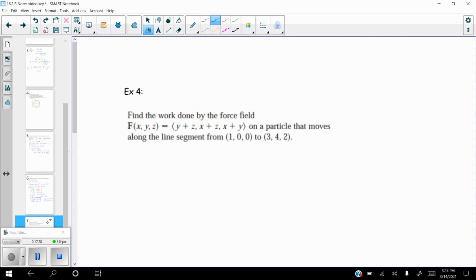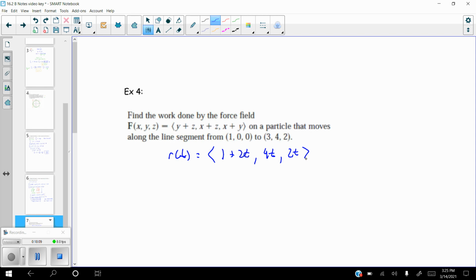All right, so they did not specifically give us r, but we can develop r because what we've got is a line segment. So our r of t is going to be basically that line defined parametrically. Remember, this is going to be the equation of a line in parametric form. So x starts at 1 and goes to 3, so that's 1 plus 2t. The y part starts at 0 and then increases up to 4, so that's just 0 plus 4t, or just 4t. And then the z part starts at 0 and goes to 2, which is going to be 2t. So there's your r of t defined parametrically.